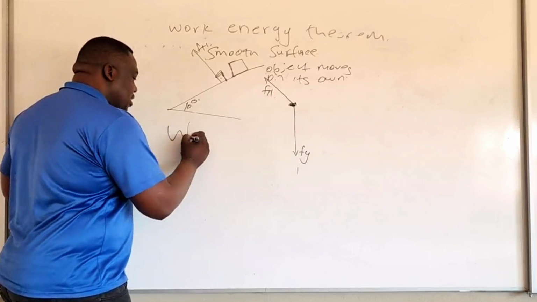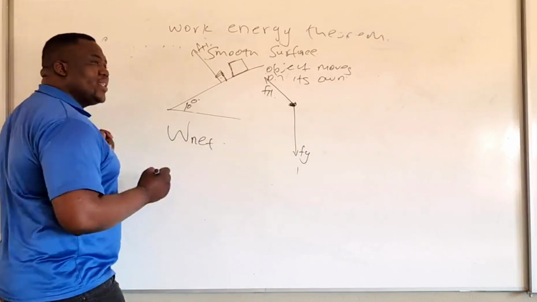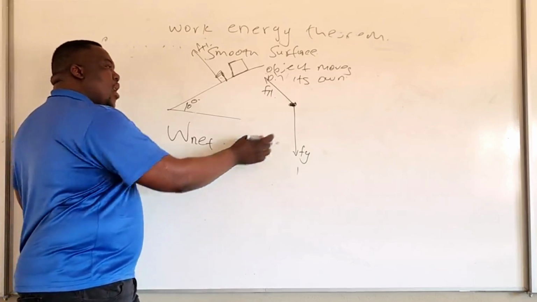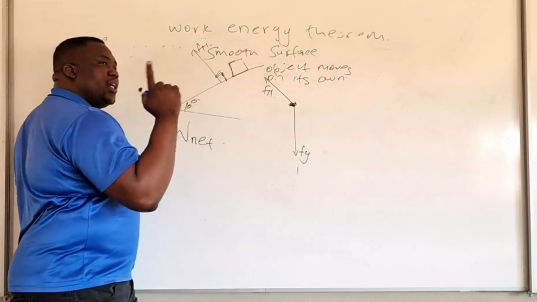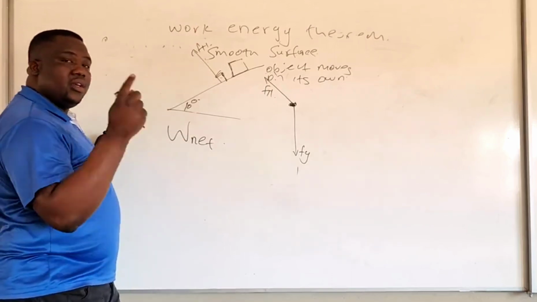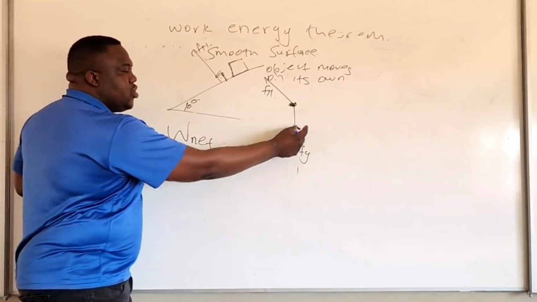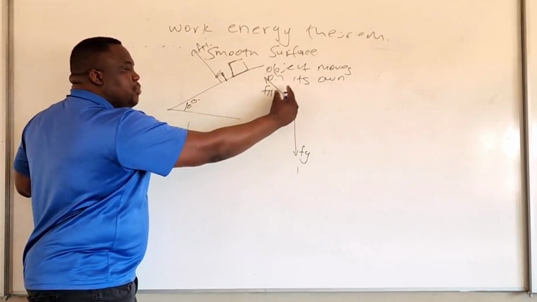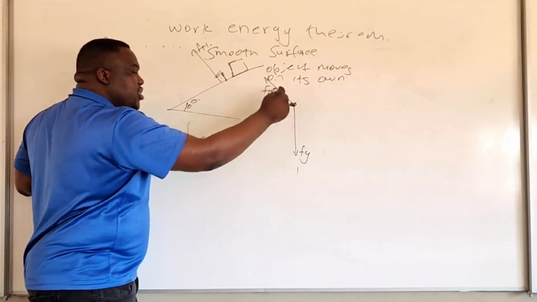Then, what is work net? Work net is the work done by all forces that are acting on an object. How many forces are acting on this object which can do work? Only one force. Why am I saying only one force? There is only gravitational force which can do work. Normal force cannot do work because it is perpendicular to the direction of displacement.